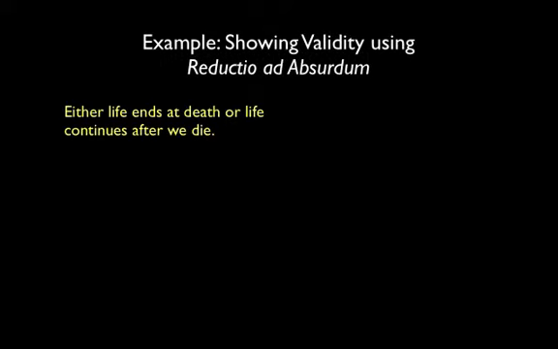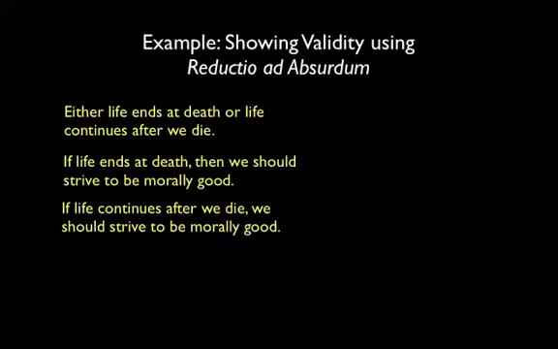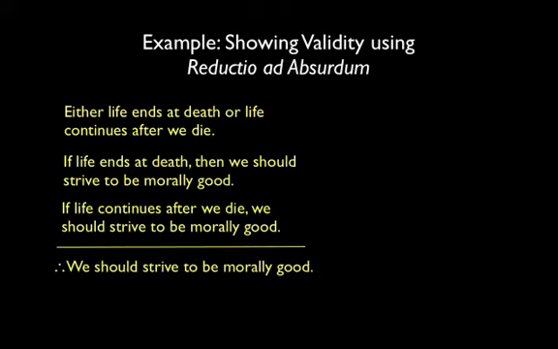Consider the following argument. Either life ends at death or life continues after we die. If life ends at death, then we should strive to be morally good. If life continues after we die, we should strive to be morally good. Therefore, we should strive to be morally good. Let's show that the argument is valid by showing that if we deny the conclusion and accept the premises, we are forced to accept a contradiction.